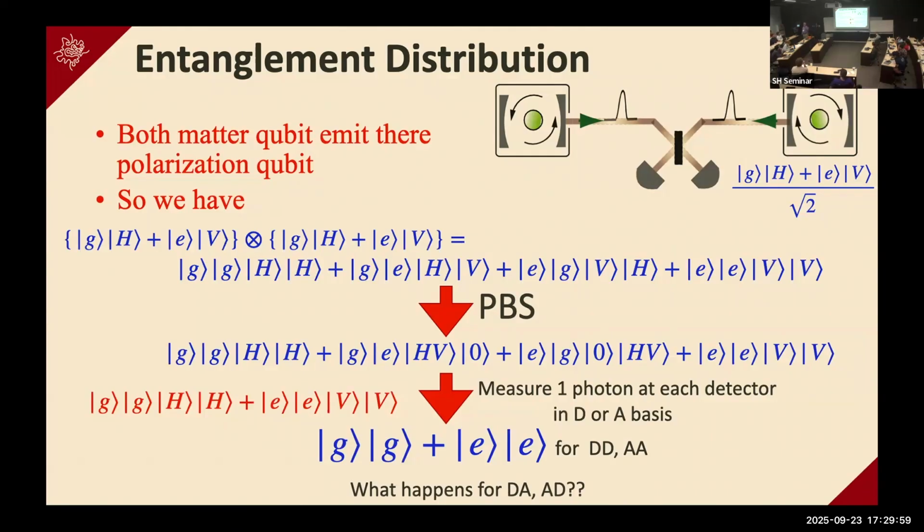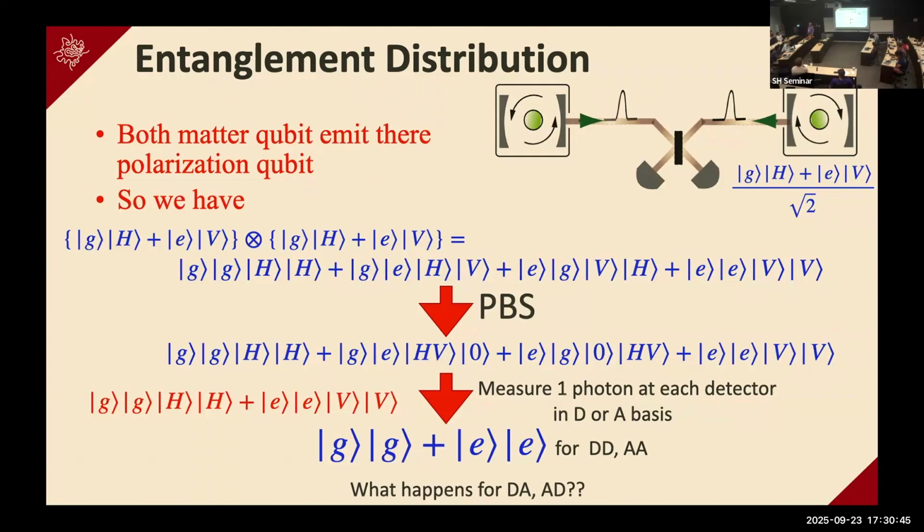What if the result is DA? Diagonal in one, anti-diagonal in the other. What's the state? GG minus EE. So what happens here is this protocol for entanglement distribution without loss, okay, works a maximum of 50% of the time. Because in the wave function, I am discarding these two terms. I'm measuring one photon in this mode, or photons in this mode, or those. That's only 50%.